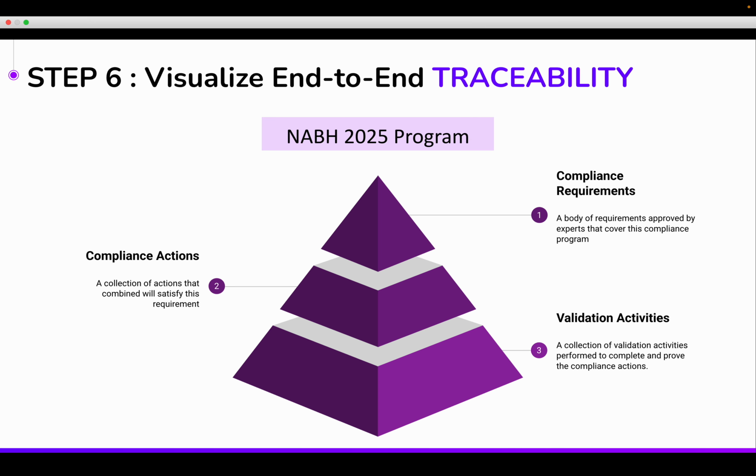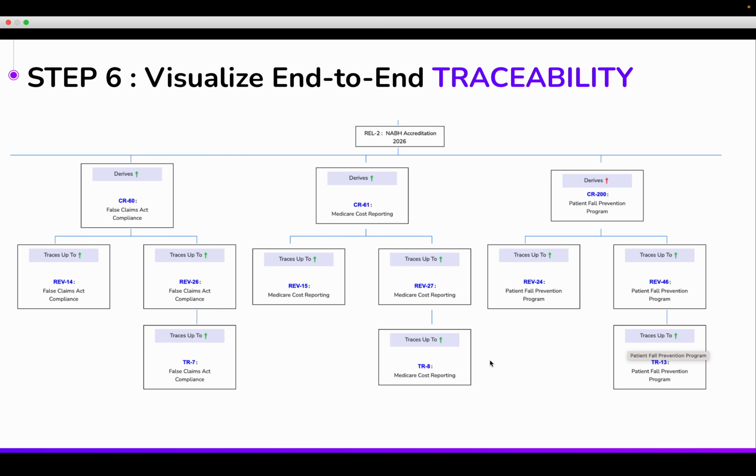The beauty of making those connections is if you go back to this original graph that we had in this pyramid, remember you have a program comprises requirements, requirements in turn need actions, and the actions need to be validated. You can start visualizing that in an org chart or a traceability tree kind of view. So what you're looking at is a real screenshot from the product. I have this accreditation coming up that comprises many requirements, your compliance requirements 60, 61, 200, and those in turn further break down into these activities. And the activities themselves need to be validated.